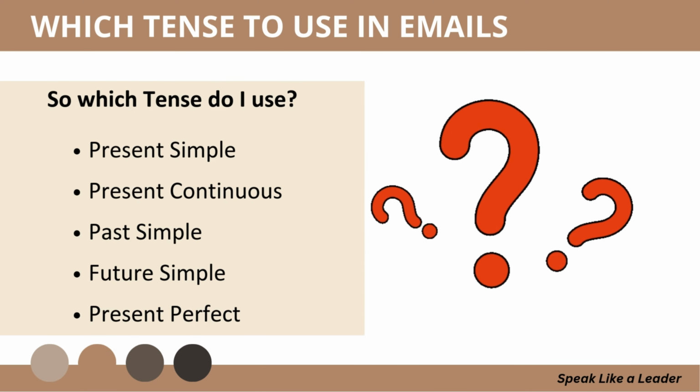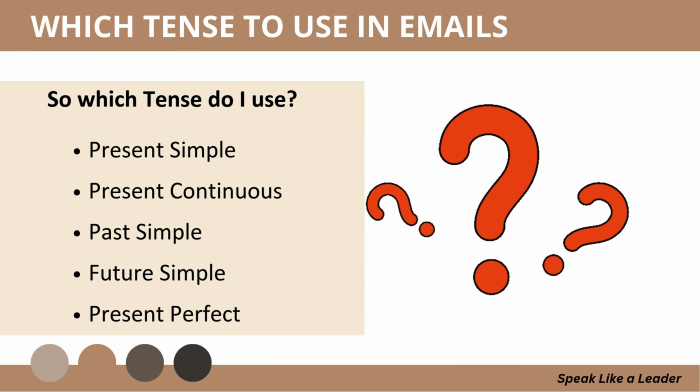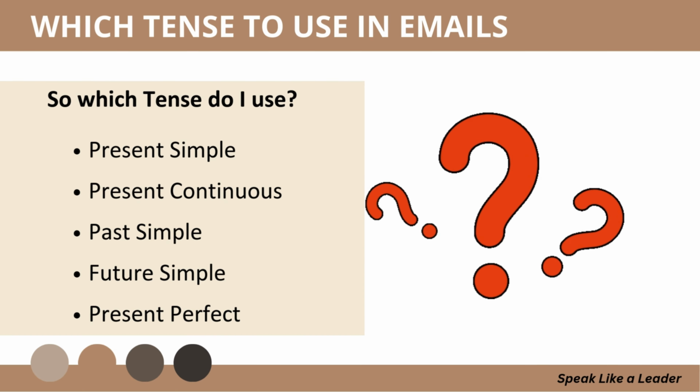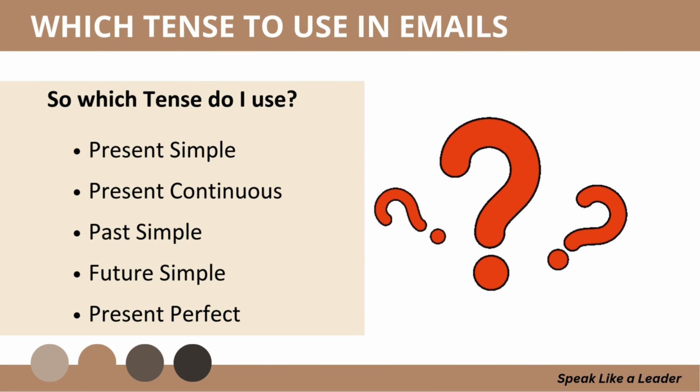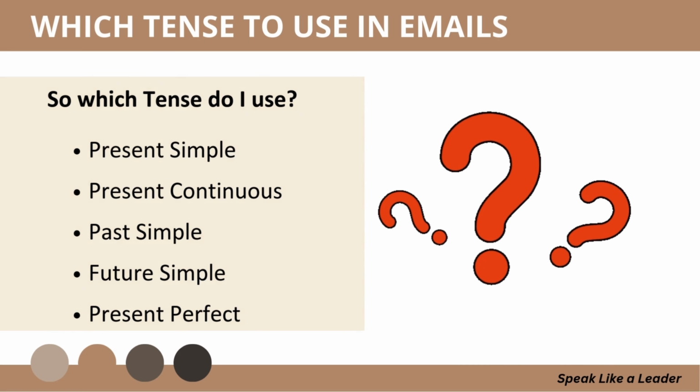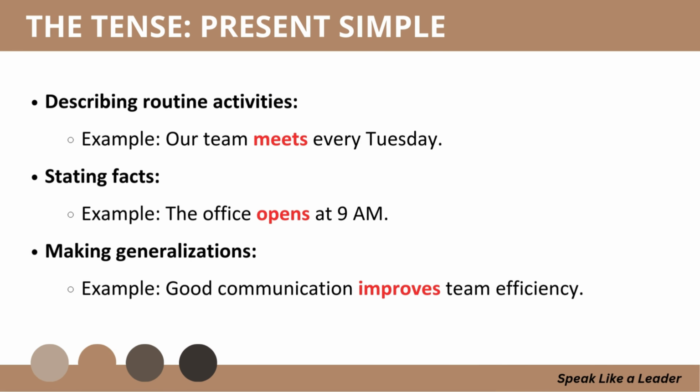Today we'll be focusing on 5 basic tenses: the present simple, present continuous, past simple, future simple, and present perfect. Let's start with the simplest tense, the present simple. When do we use the present simple? We use it to describe routine activities, things that we do routinely. For example, our team meets every Tuesday. It's something that it does every single Tuesday.